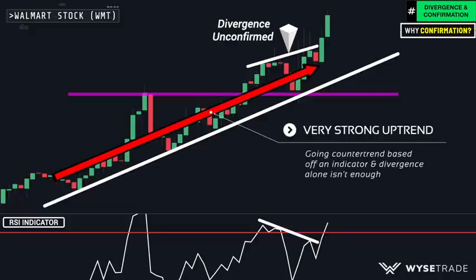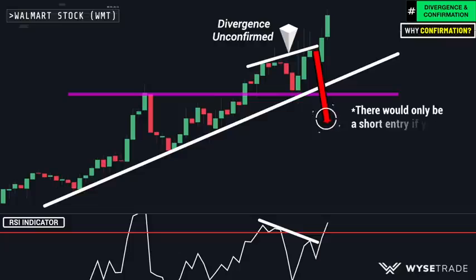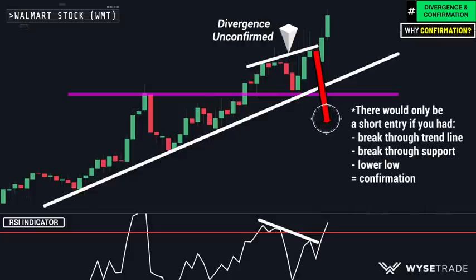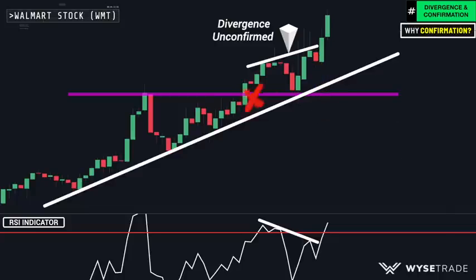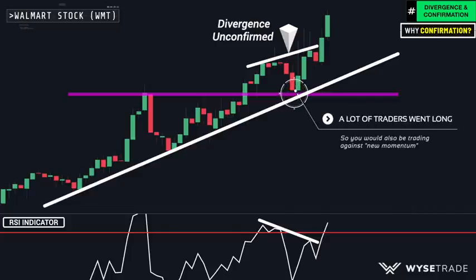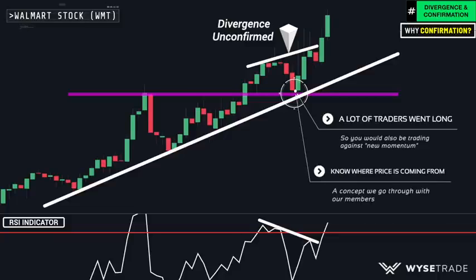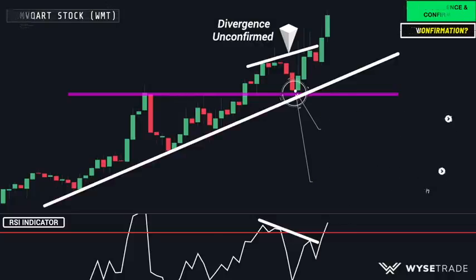As you should already know by now, you would only start considering short entries after the divergence if you had the trendline break, a break through the key support, and price making a lower low. Without that, the divergence was unconfirmed and there was no trade. To make matters worse, a lot of traders went long at this axis point here, where the trend line and key support level both lined up perfectly. This is actually a concept we discuss with our members about knowing where price is coming from, but we will cover that in a future video.